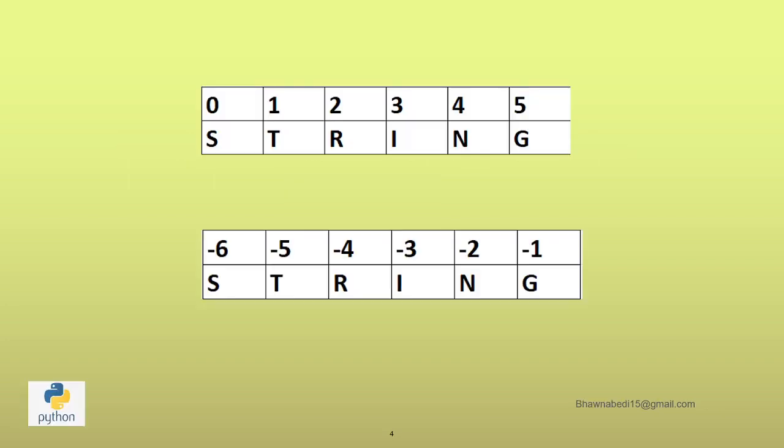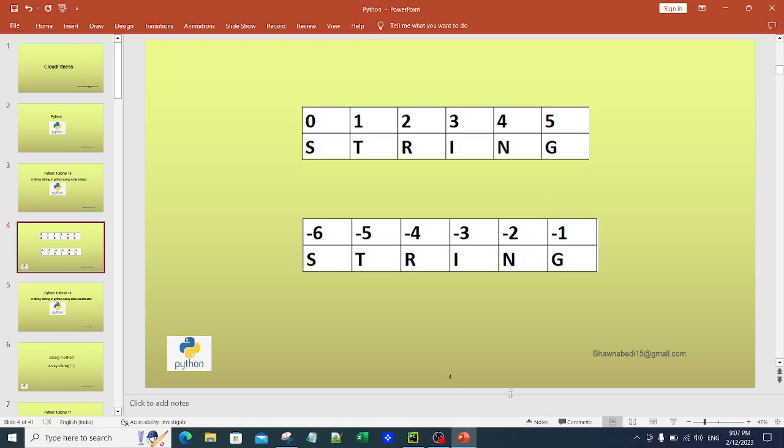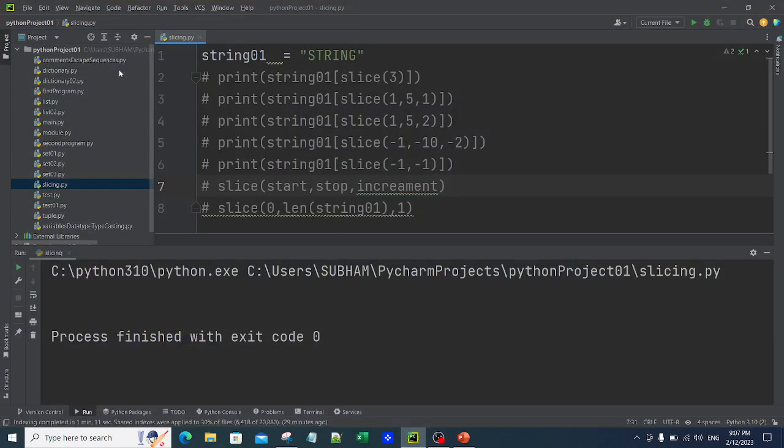Let's move on, and before that, I'd like to show you the slide which I also showed in my previous video. If you have any word, any sentence, anything, then when you do indexing, the index becomes the placeholder for your first element. So S is the first element. When you read it from left to right, it starts with 0, and when you read it from right to left, it starts with -1. Do remember, this is really important. It is very basic. So let's move on to our PyCharm editor and see how we can do slicing.